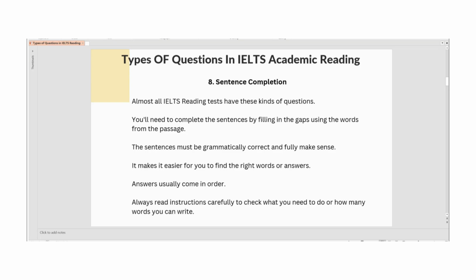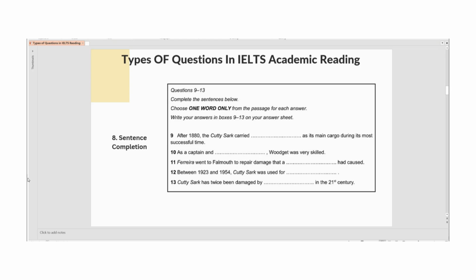So what does it mean? Well, let me explain with the help of an example. As you can see in this example, we have questions 9, 10, 11, 12, 13. In fact, we have 5 questions. Okay, 9 to 13, that becomes 5. So what does it mean that the answers come in order?